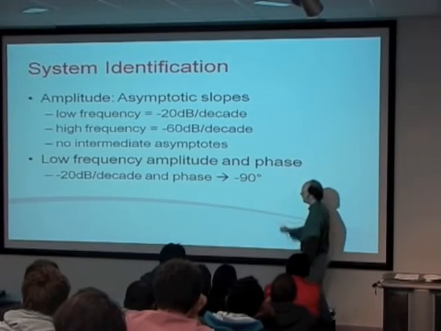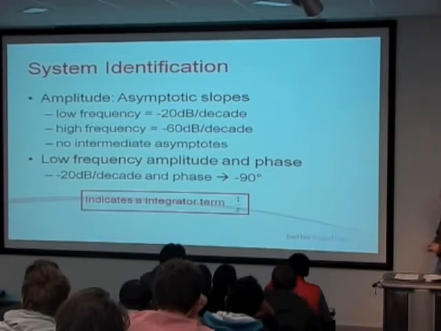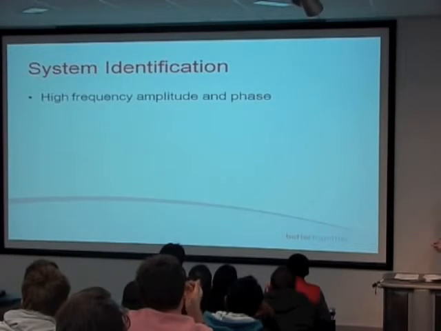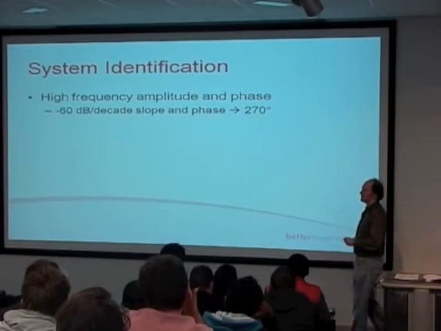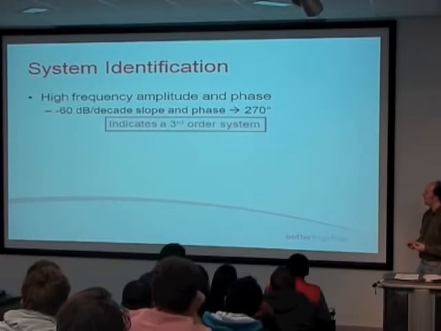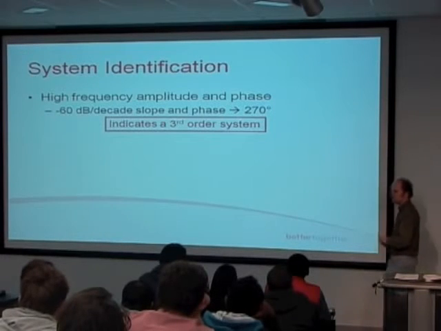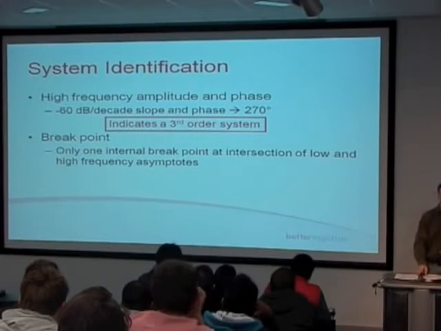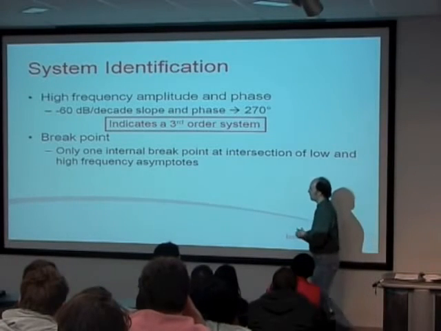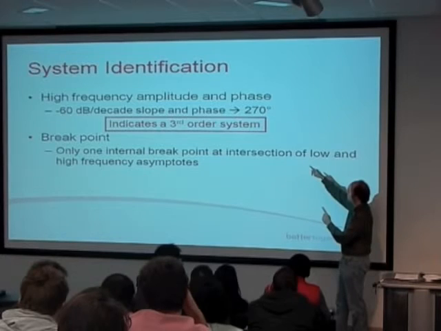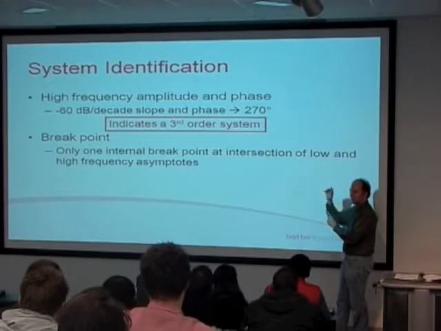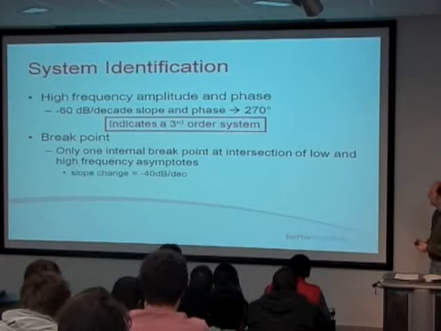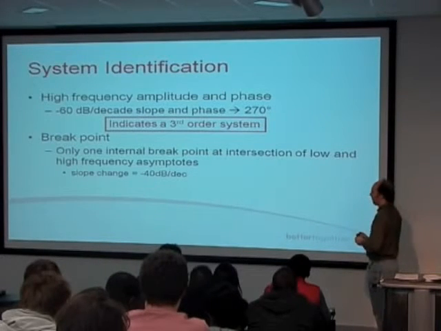Okay. So the low frequency amplitude and phase, minus 20 dB per decade, and we know that the phase was minus 90, we saw. And that indicates that there is an integrator term. And like I said, our high frequency amplitude and phase, we've got minus 60 dB per decade, and the phase was tending to minus 270 degrees. And we know that that must mean that there is a third order system. There are 2 more s's that we need to find. The breakpoint, there was only one breakpoint. Okay, now breakpoints we saw were associated with first order and second order systems. Okay, there's one breakpoint, but it's going from minus 20 to minus 60. And so there must be 2 first order lags that are coincident with each other because there's only one breakpoint. A slope change of minus 40 indicates there's an s squared somewhere.